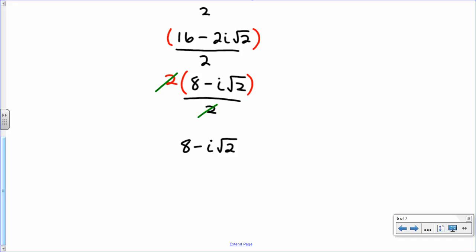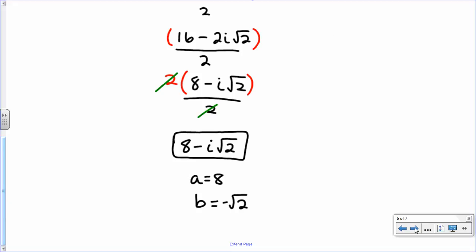of the 2. Alright, so this is my standard form, a plus bi. So my a, my real part, is 8. And my b, my imaginary part, is negative square root of 2. Again, if you put i with it, that's fine. I'm not going to count out for that, but you don't need it. You're already saying that it's imaginary. Okay?